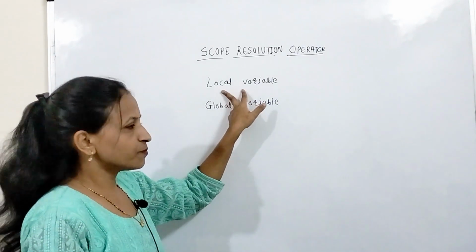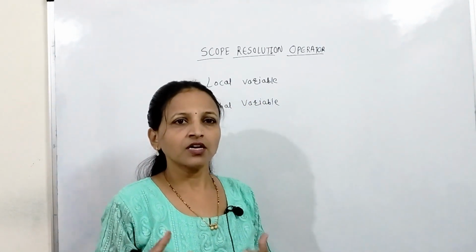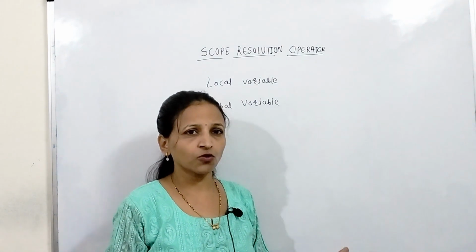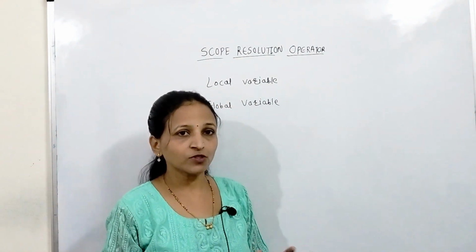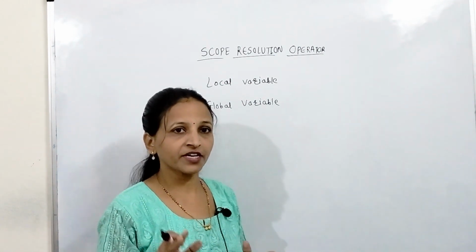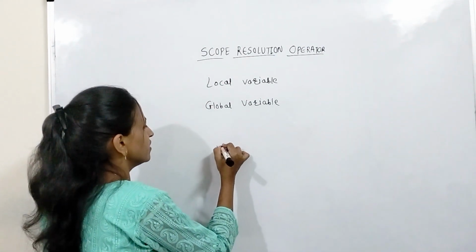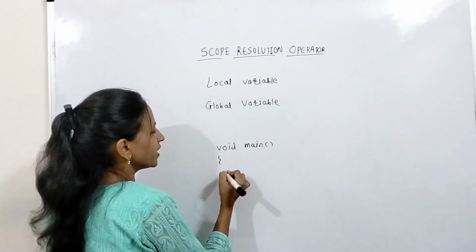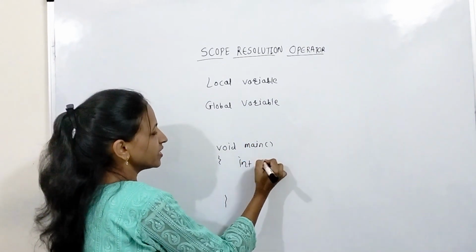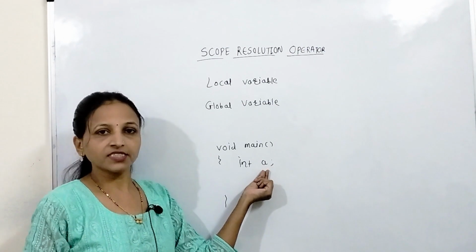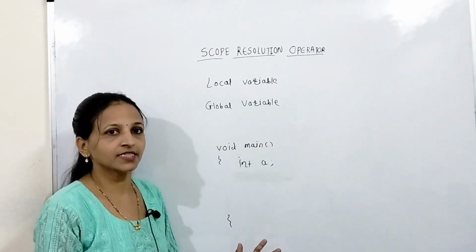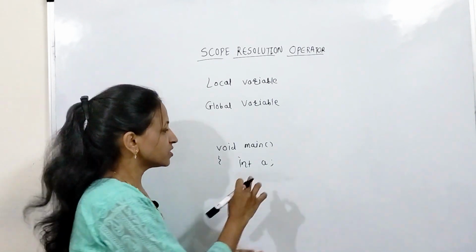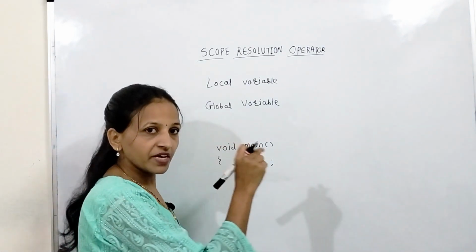And local variables means inside any function you want some variables, you want to allocate some space, then you can declare those variables. Those are nothing but local variables. For example, we have written main, and here I am declaring one variable, integer a. Then this is a local variable to main, meaning in this function you can access this variable a.